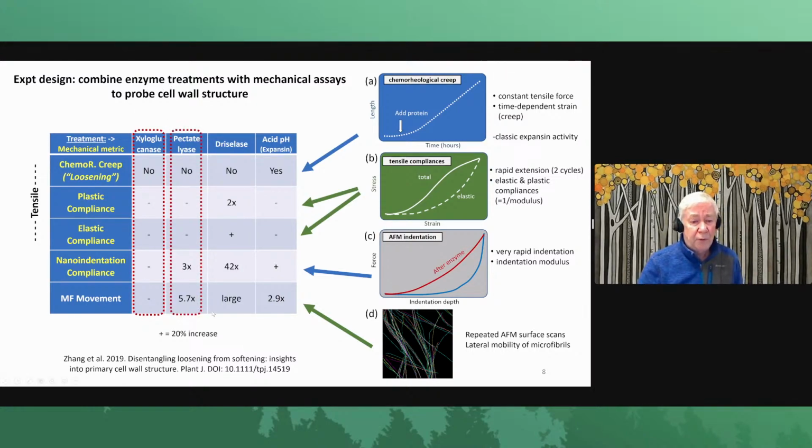Pectinase did have some effects. So we saw the microfibrils danced around a lot more. There was a big effect on the nano-indentation compliance, but in the tensile assays, that is creep or plastic and elastic compliances, we did not see any effect.